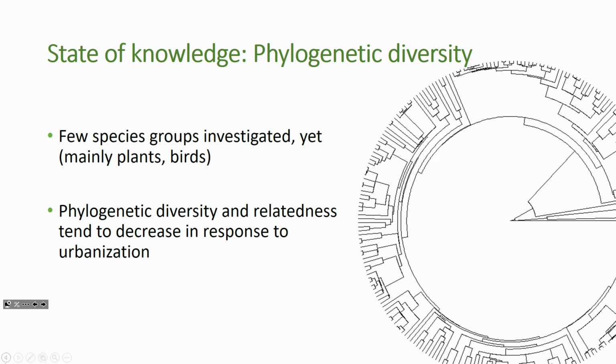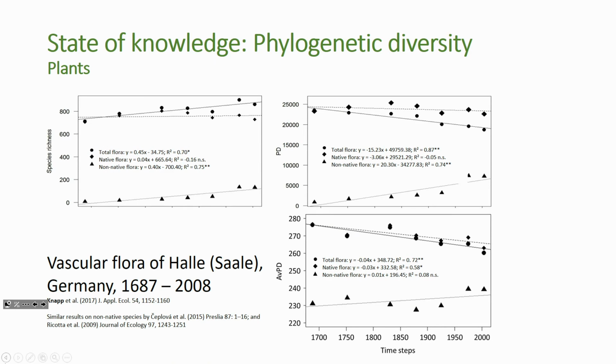Mainly plants and birds, not surprisingly, have been investigated, but here the pattern seems to be pretty clear. No matter which group we look at and no matter which study we look at, usually we see that urbanization decreases functional diversity and also phylogenetic diversity and also phylogenetic relatedness. This is the case for plants, and here I want to present you a study that I conducted myself some years ago. It's an analysis of the flora of the city of Halle in central Germany.